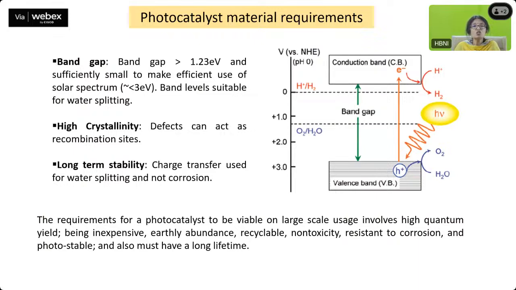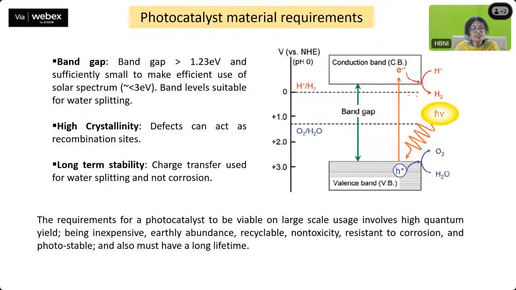So band levels have to be suitable for water splitting. This is the band gap you see for production of oxygen from water, and for production of hydrogen, again, you have this. The conduction band and the valence band should be adequately placed so that this particular reaction can take place. So obviously you need band levels which are suitable for water splitting.